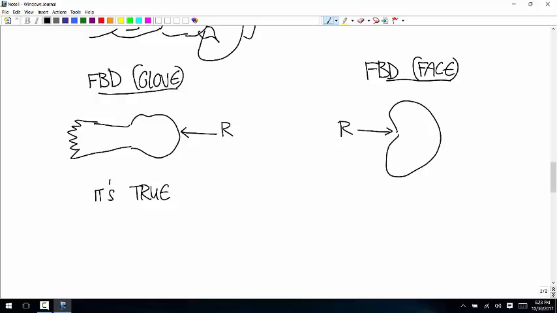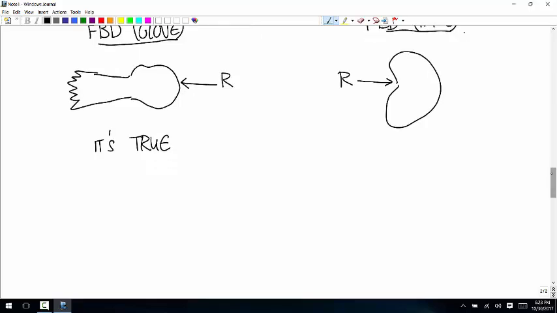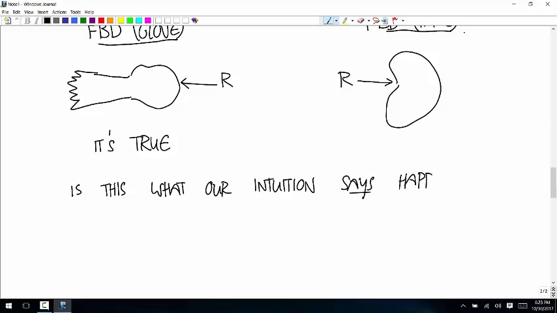So, let's think a little bit about the ways that it's intuitive and the ways it's not intuitive. Is this what our intuition says happens? In some ways it is.